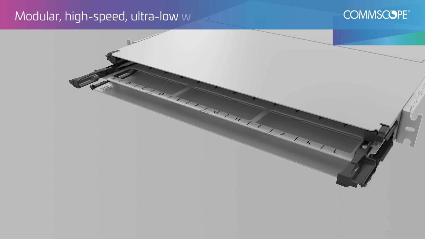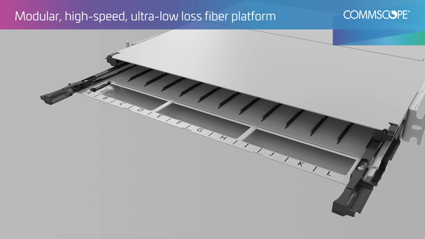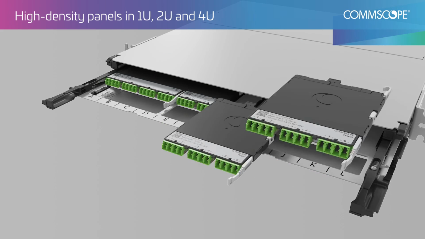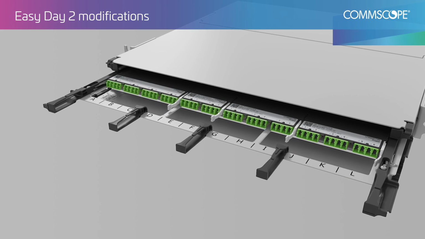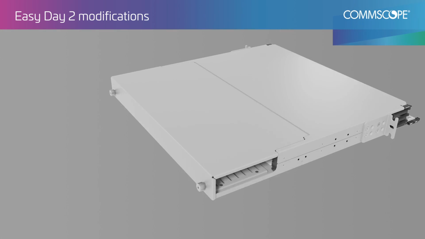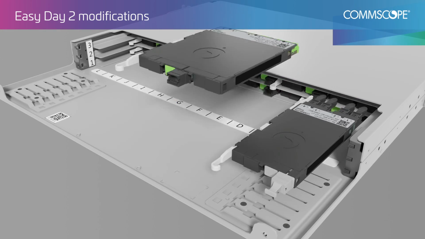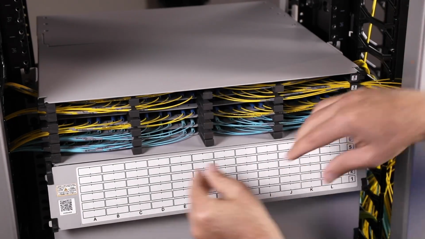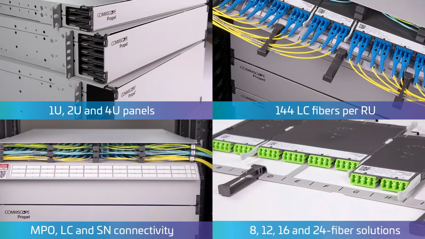It's a fully modular, high-speed fiber platform that enables installers to quickly and easily modify fiber connectivity. In this video, we will review several scenarios where changes can be made in the installed Propel panel with minimal disruption. Here, we have a Propel panel with LC duplex connections on the front and MPO trunks on the back. With Propel, these could be any MPO configuration in the same panel: 8 fiber, 16 fiber, or your legacy 12 or 24 fiber. No need to change out panels on site.